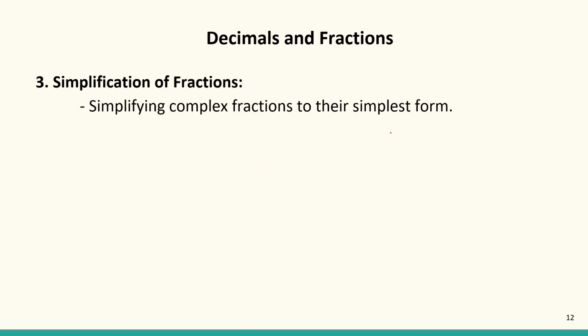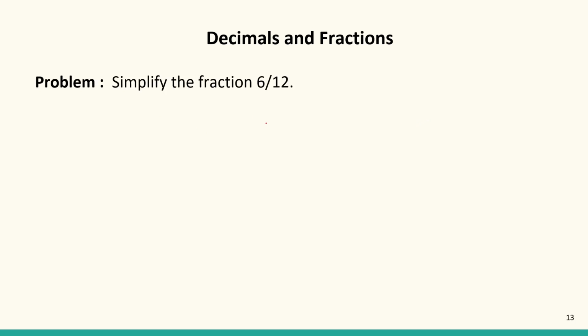So let's jump into the third kind. The third kind is simplification of fractions, simplifying complex fractions into their simplest form. Let's figure out a problem on this. It asks us to simplify the fraction 6 by 12. What we need to do is, there are two methods.